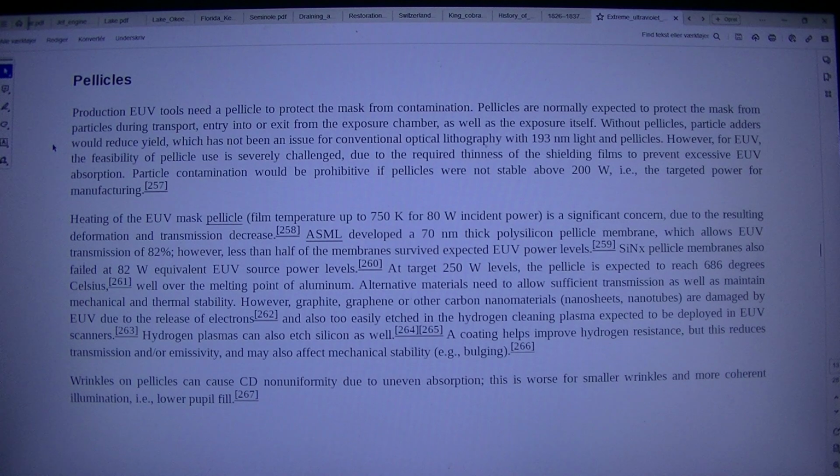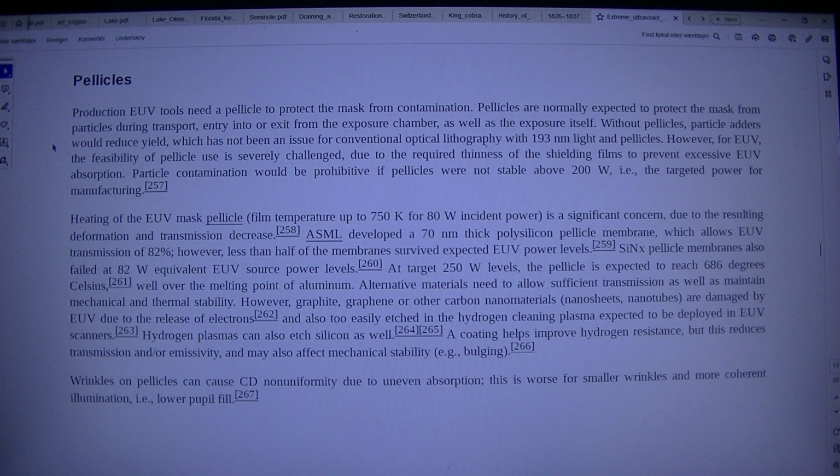However, for EUV the feasibility of pellicle use is severely challenged, due to the required thinness of the shielding films to prevent excessive EUV absorption. Particle contamination would be prohibitive if pellicles were not stable above 200 W, i.e., the targeted power for manufacturing.